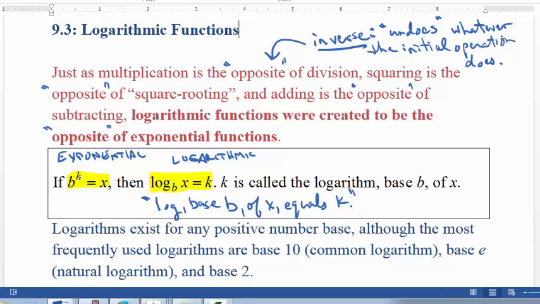In the exponential form, the k is the exponent of the base, whereas in the logarithmic form, we're taking the log base b of x, and it's equal to k. So really what you can think of it as is the base is staying the same, and then the other two numbers or values, whatever you want to call them, are switching places. So k and x kind of switch places here.